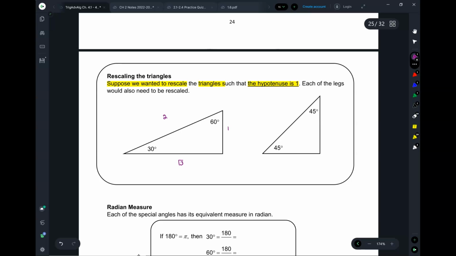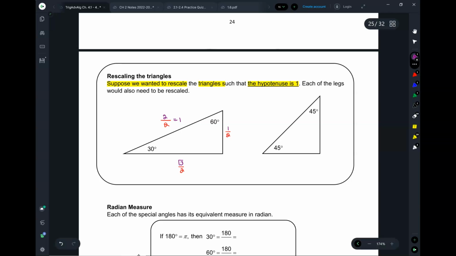Now, if I wanted to make the hypotenuse a 1, what do I divide it by? I want to make the hypotenuse a 1, so I just divide by 2. So I make it half as big. That means I need to also divide all of these other ones by 2 as well. So the hypotenuse will be 1. Then I have a 1/2 and a √3/2.